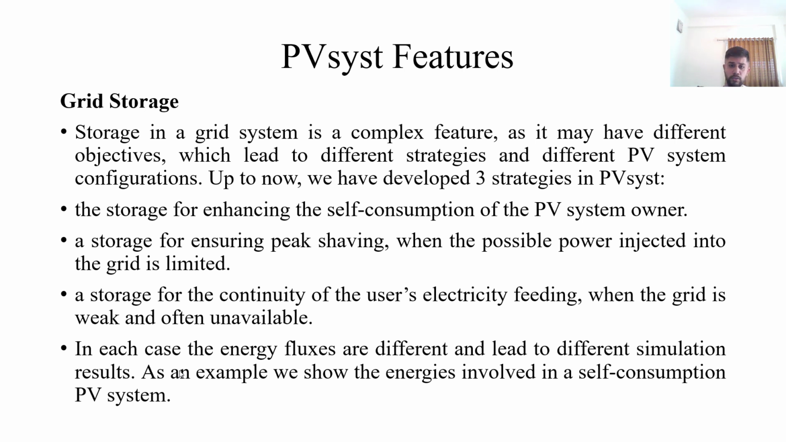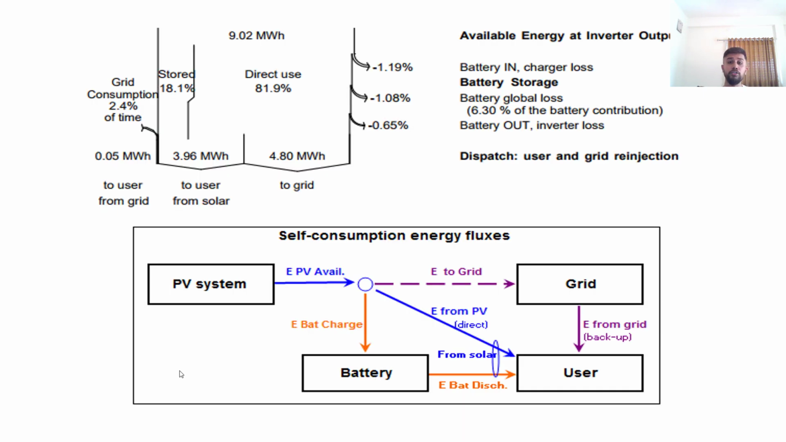As an example, we show the energies involved in a self-consumption PV system like this. This amount of energy is available from the inverter at the output terminals. This is the amount of usage by battery storage, battery global losses, battery output inverter losses, and this amount of energy is dispatched to the user and grid re-injection. So these are the amounts of energy available at the terminal. So this is the graph. This is the PV system, EPV available. This is the battery storage. This is the user.